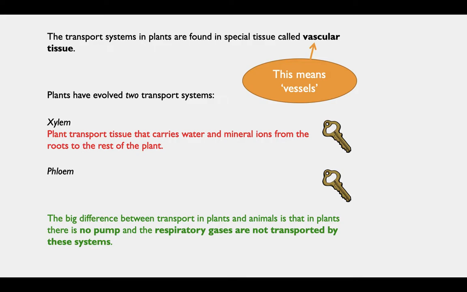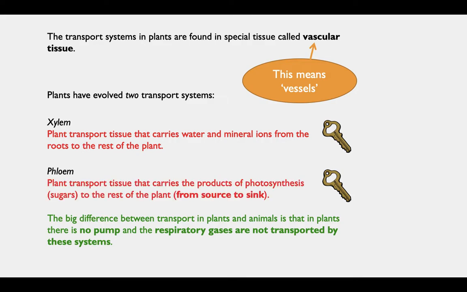I've put a little key next to that to show it's that key bit of information. And the second transport system you need to know about is the phloem, the plant transport tissue that carries the products of photosynthesis to the rest of the plant. And this is from source to sink. The source is where your glucose is made in the leaf, and the sink is in the root. So we'll talk more about that when we do translocation and the movement of sugars.